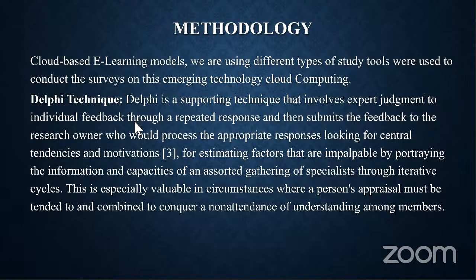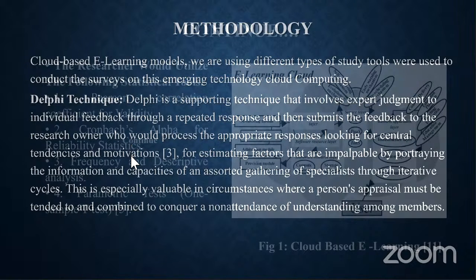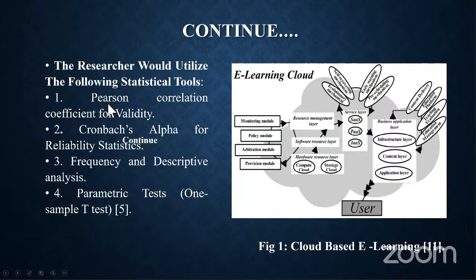Here are some of the statistical tools used by the researchers: Pearson correlation coefficient for validity and Cronbach's alpha for reliability statistics, frequency and descriptive analysis, and the parametric test, one-sample t-test.